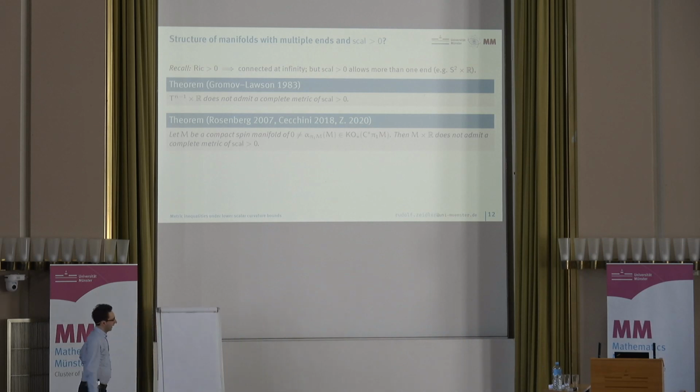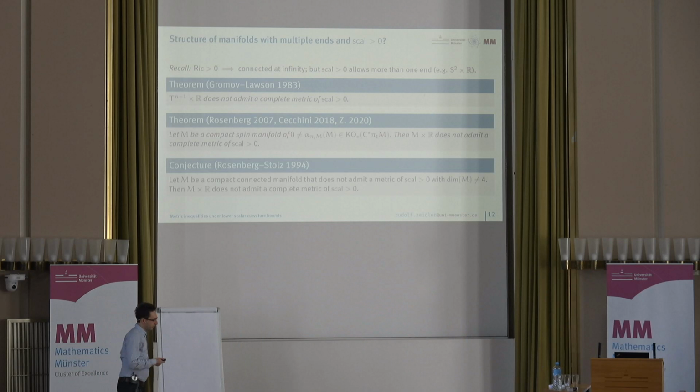And this, in a sense, leads to a conjecture which is parallel to Gromov's conjecture that I mentioned before, which was actually formulated earlier by Rosenberg and Stolz. It predicts that if you have a compact manifold which does not support a metric of positive scalar curvature, then the manifold times the real line should not admit a complete metric of positive scalar curvature. In particular, we already know this whenever we have an index theoretic obstruction to positive scalar curvature on M.